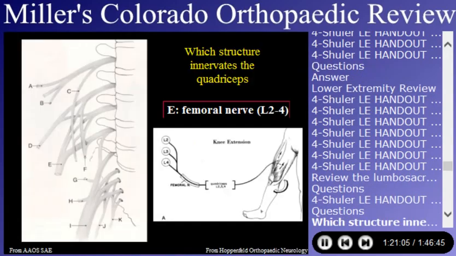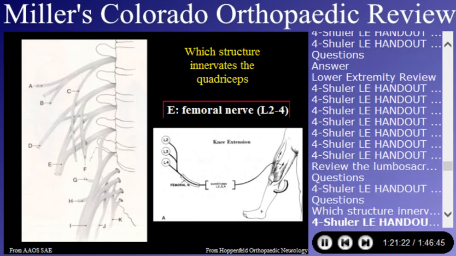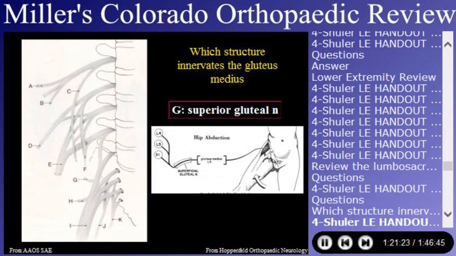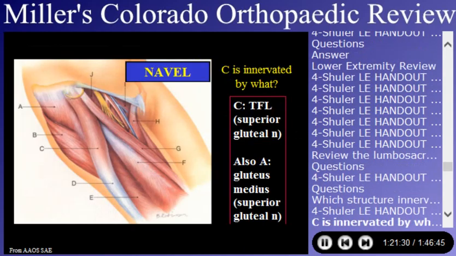Which structure innervates the quadriceps? Femoral nerve. And if you don't even have a guess, you know it's L2 to L4, so just count up. L2 to L4 is here, so you can at least narrow down your guess to 3 here. But it's the largest one, it's the femoral nerve. What structure innervates the gluteus medius? Superior gluteal nerve, G. C is innervated by what? What is C? Tensor fasciae latae, superior gluteal nerve.